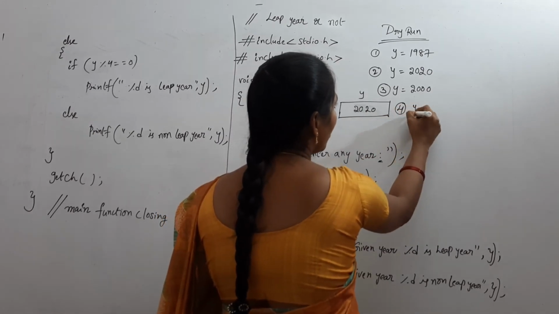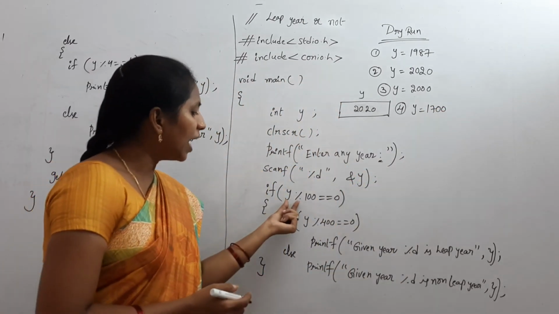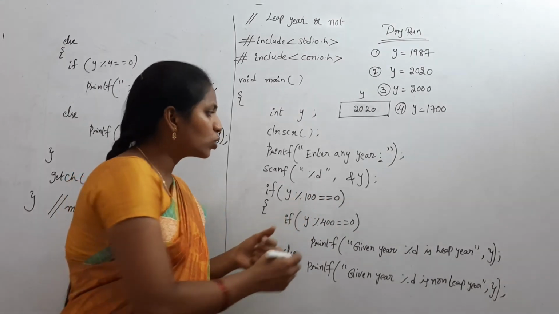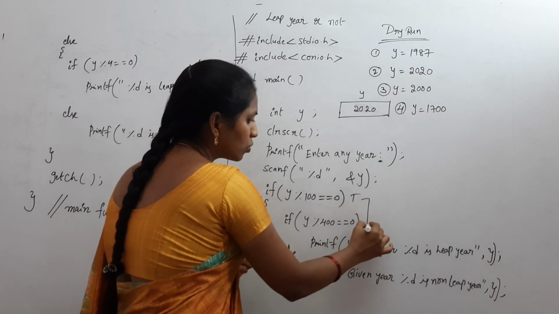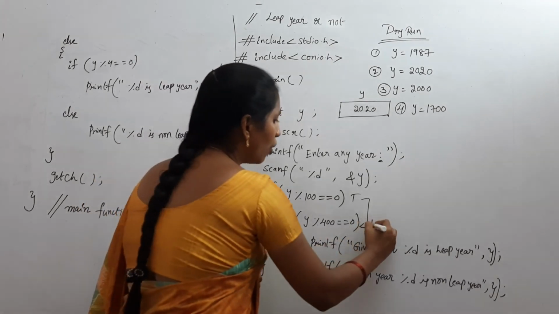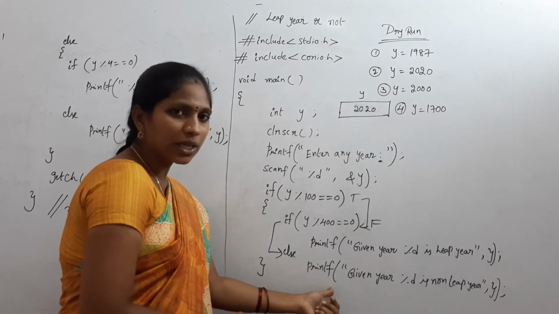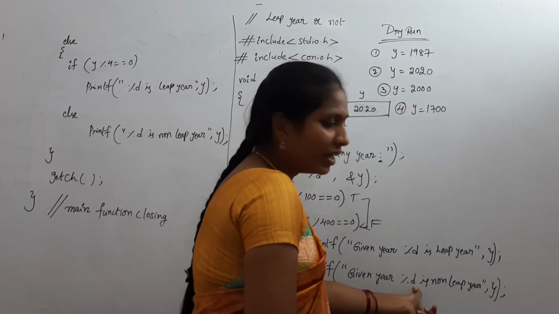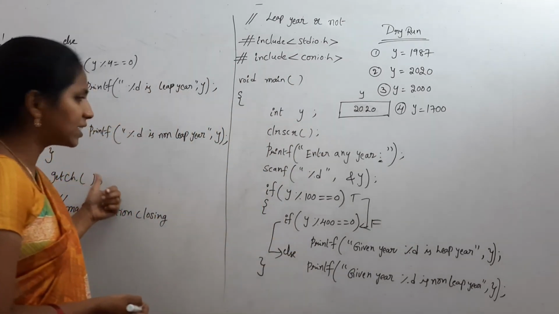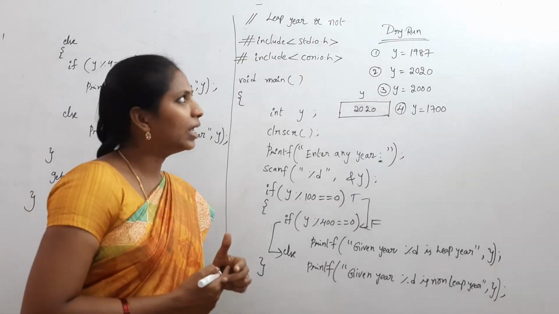Next, the fourth one. y is equal to 1700. Now see, 1700 modulo 100 equal to 0. Yes, 1700 is a multiple of 100, so this is true. Now control comes to here. Then 1700 modulo 400, this condition is false. If this condition is false, then control comes to the else part, which will be executed. That is, given year 1700 is a non-leap year. Then finally control comes to getch, then the closing bracket. This is the execution of this program, leap year or not.